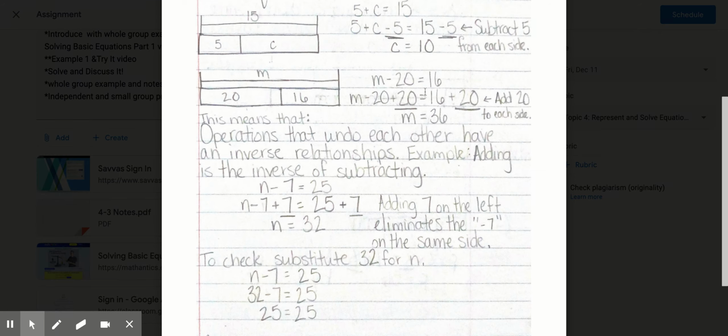So this means that operations that undo each other have an inverse relationship. So that means adding is the inverse of subtracting, which means subtracting is the inverse of adding.